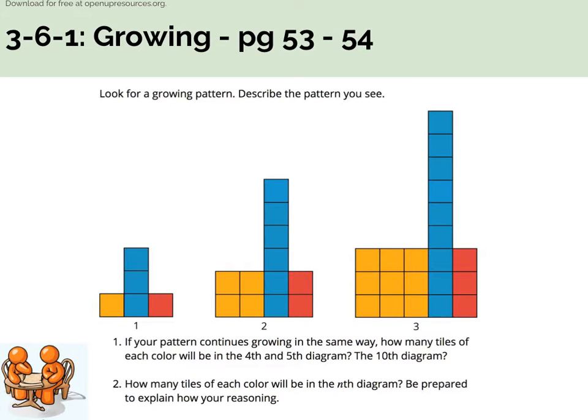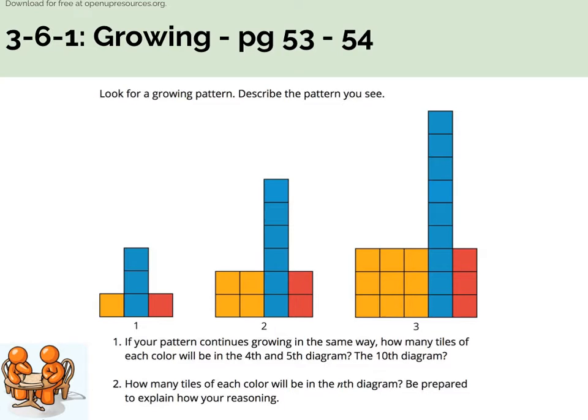All right, let's turn to pages 53 and 54. On page 53 is the picture that we have here. Page 54 has the directions. Number 1: if your pattern continues to grow in the same way, how many tiles of each color will be in the 4th and the 5th diagram, and then the 10th, and how many tiles of each color will be in the nth diagram? Prepare to explain your reasoning. Go ahead and pause right now and work through that and see what you can get.